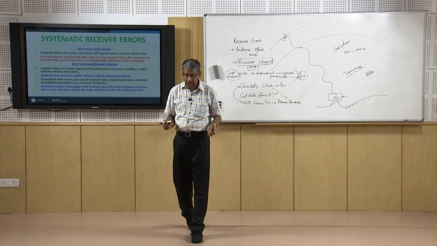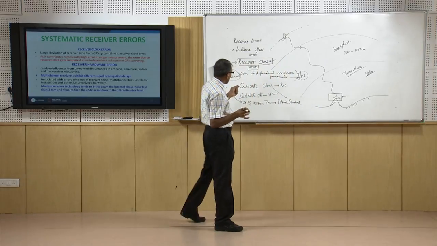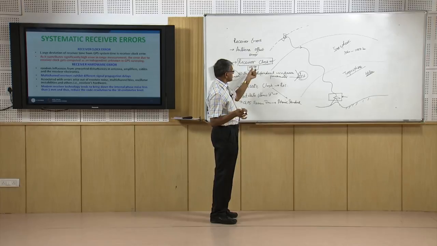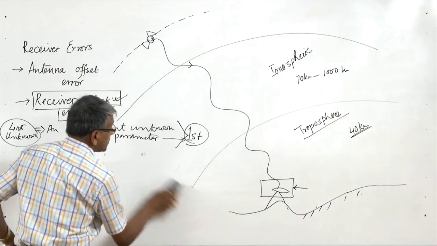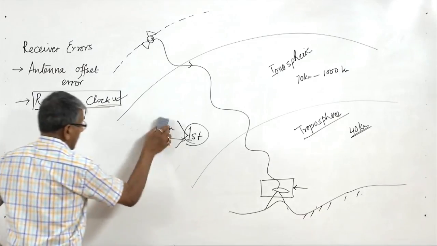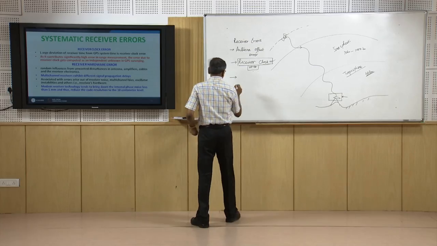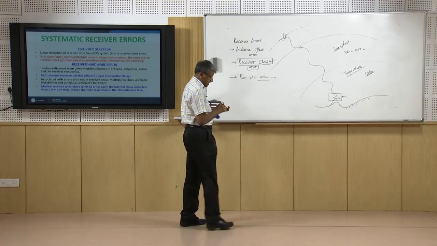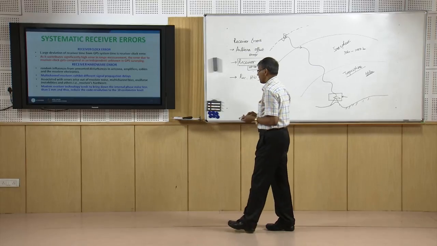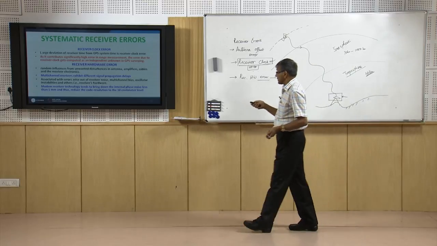So if we get signal from only one satellite, we do go for measurement or computation of this error, and this is the most important unknown which has to be computed of all in the beginning. And another variety of error which is important is called receiver hardware error. These are the errors associated with the malfunctioning of the hardware, and by taking a good variety of hardware we can take care of this.